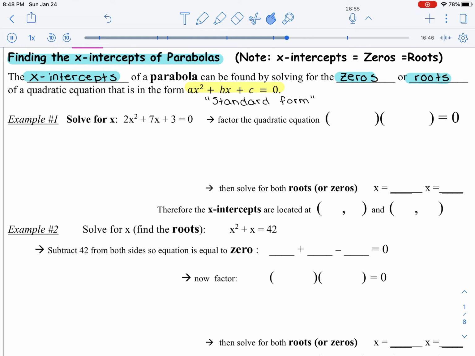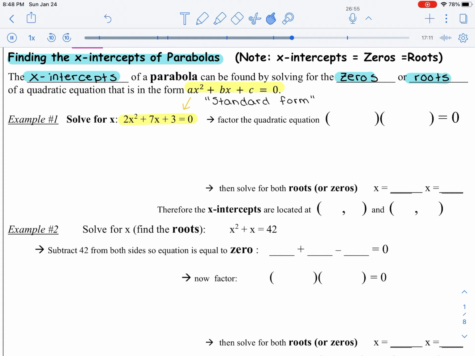So let's get started. I want to use what we have from the previous video where we talked about the zero product property to solve for x. 2x squared plus 7x plus 3 equals 0. I know that my equation is in standard form, so we're good to go.